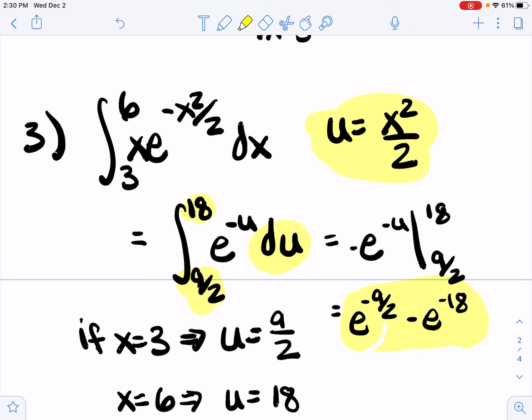That is how we deal with the technique of substitution when we have endpoints of integration, when we're doing a definite integral.